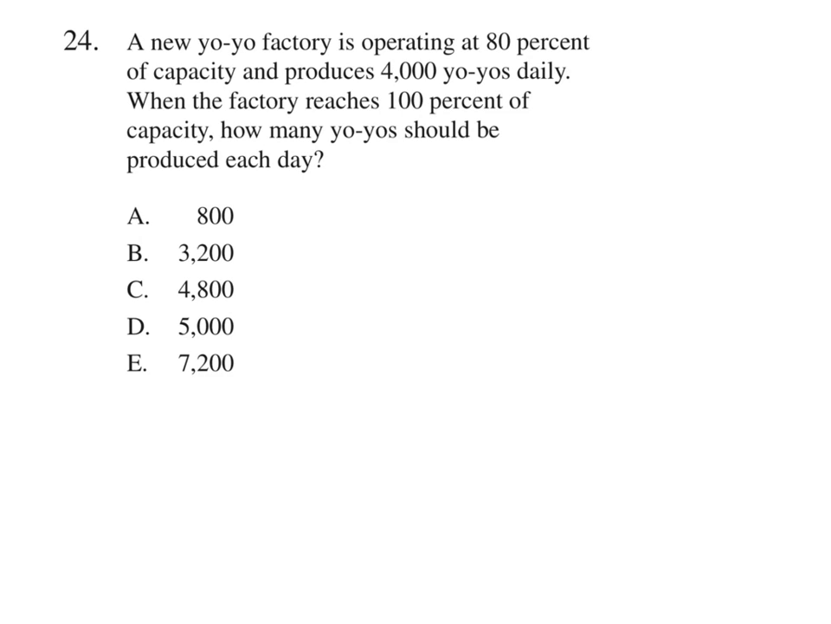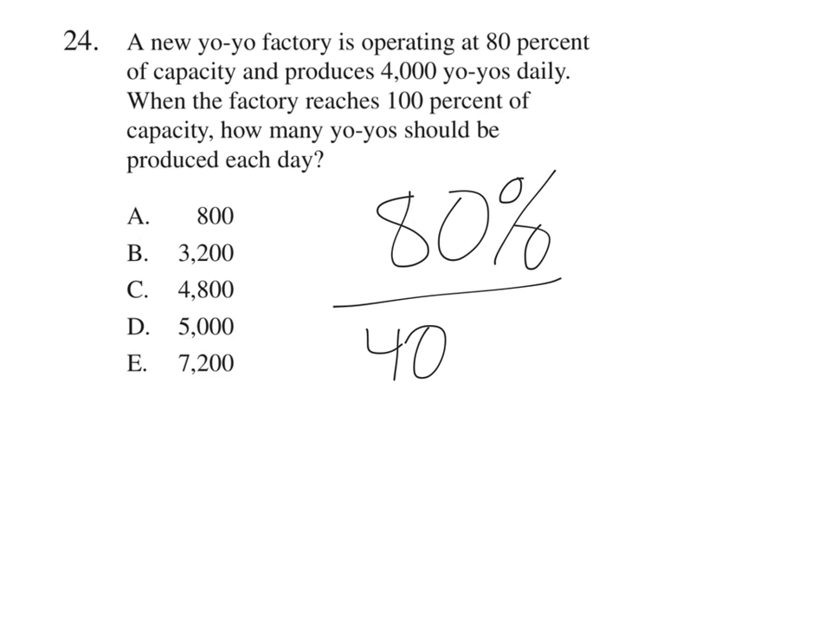All right, a new yo-yo factory is operating at 80% of capacity. I'll translate that. If you're not sure what that means, this problem could be a little bit tricky. That just means that it is making 80% of the total number of yo-yos it could be making if some people weren't loafing. It's always good to start by writing down information: when it's working at 80% capacity, they can make 4,000 yo-yos.